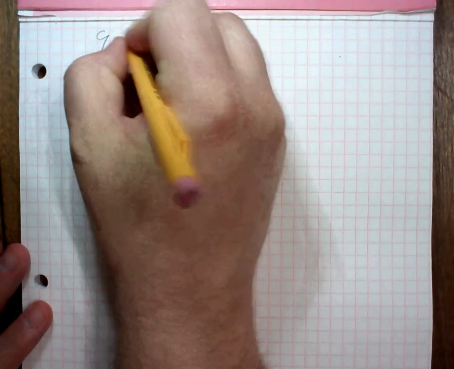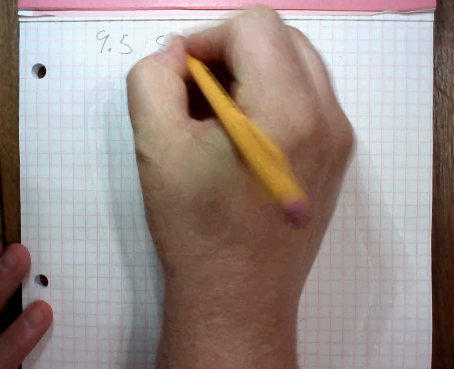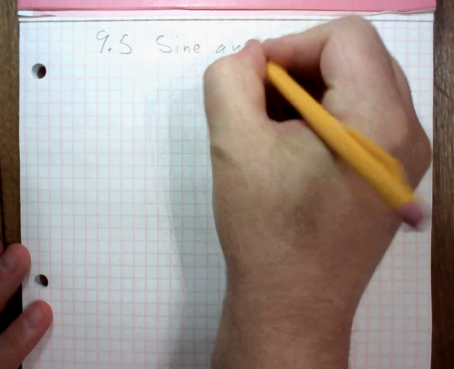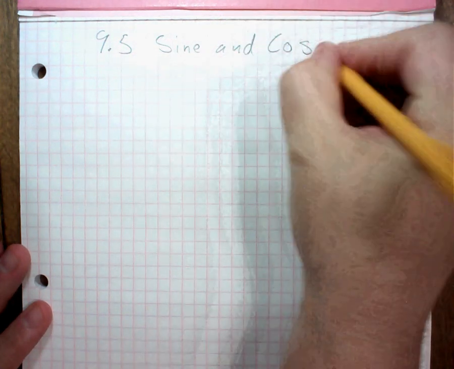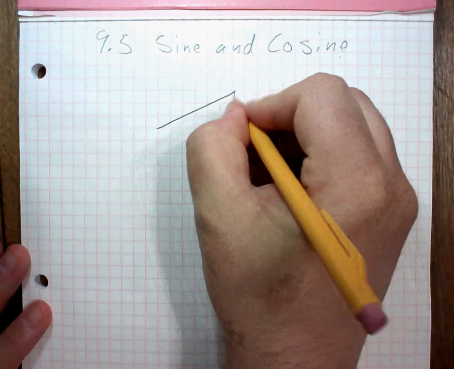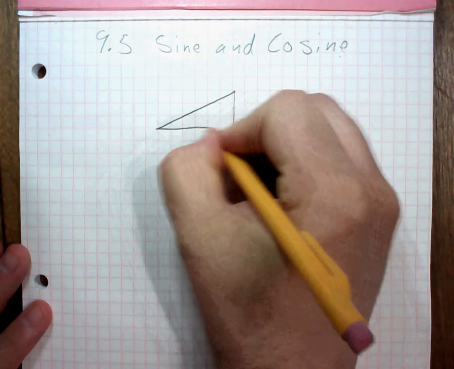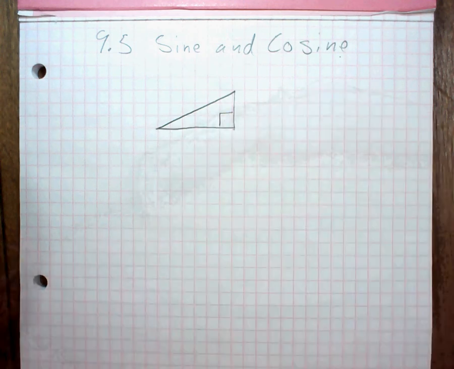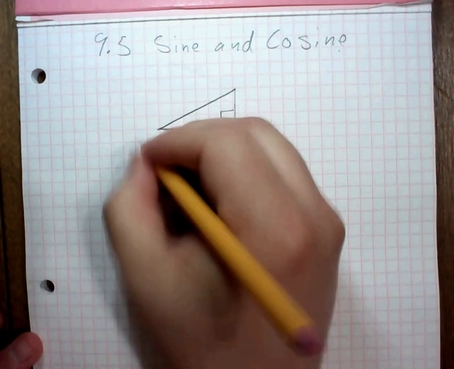Okay, so today what we're going to do is talk about the other two trigonometric functions. Yesterday we talked about tangent. Today we're going to talk about sine and cosine. And so, a real quick review. These are the three trigonometric functions that represent two of the three sides of a right triangle.